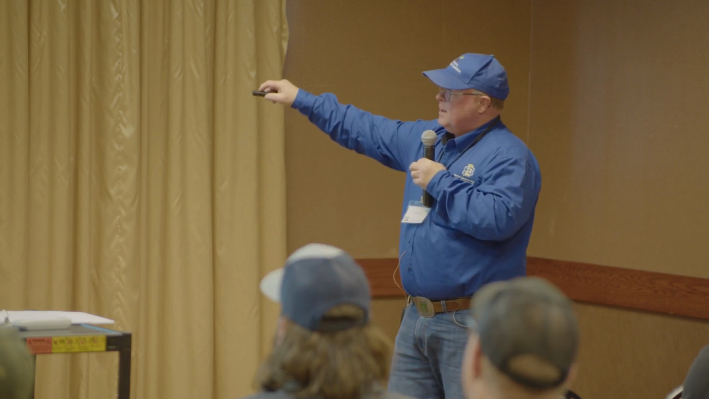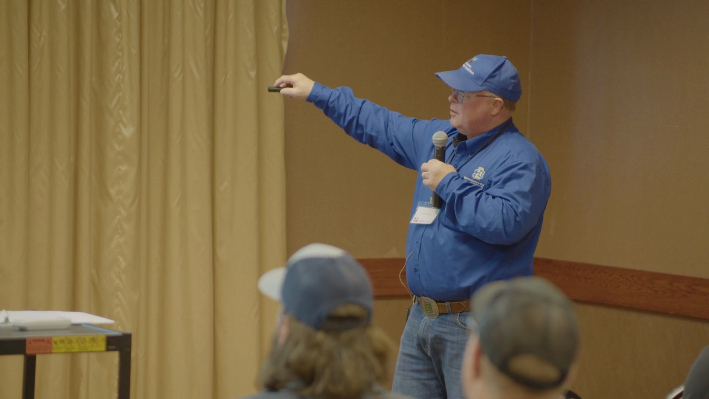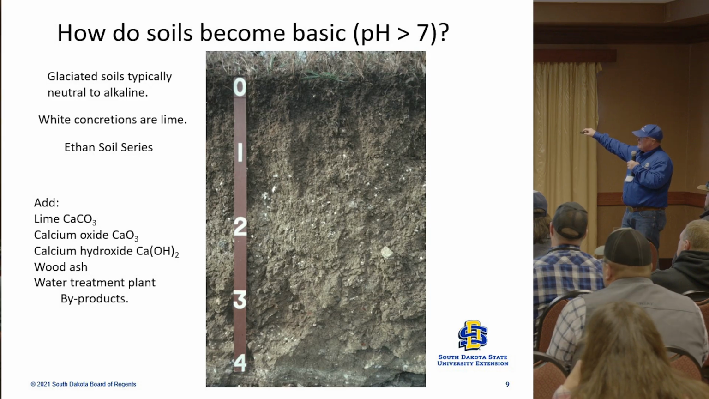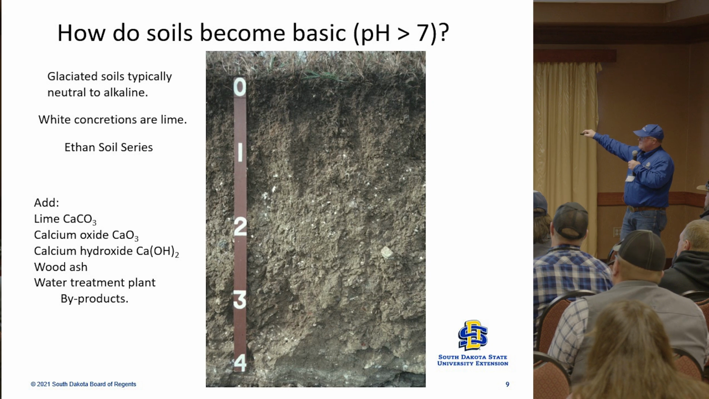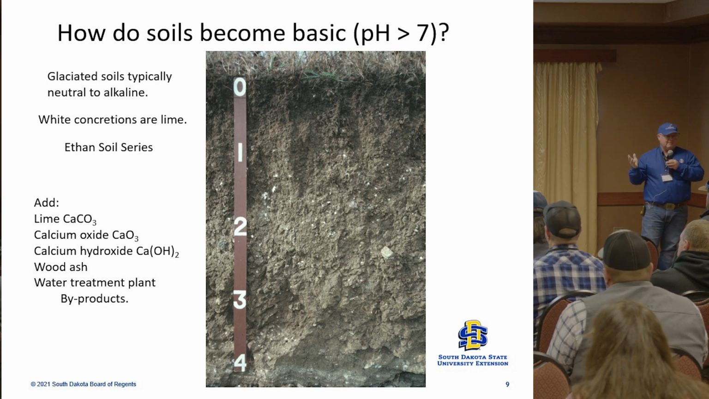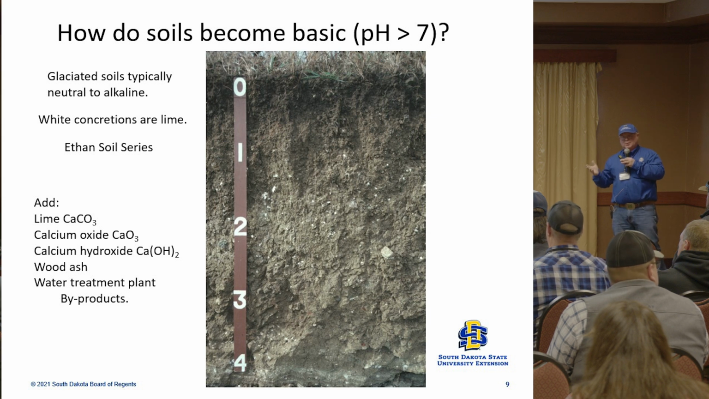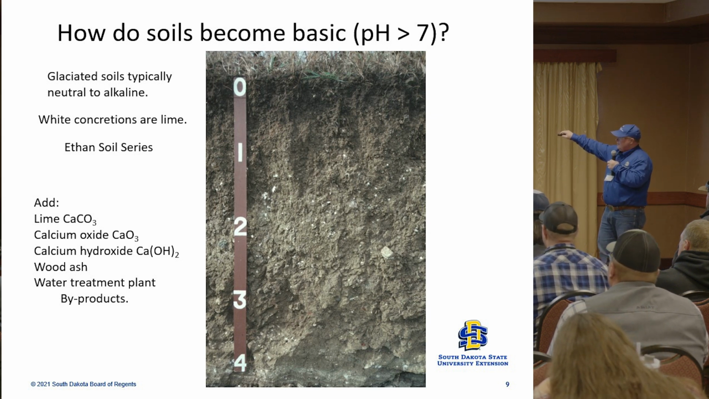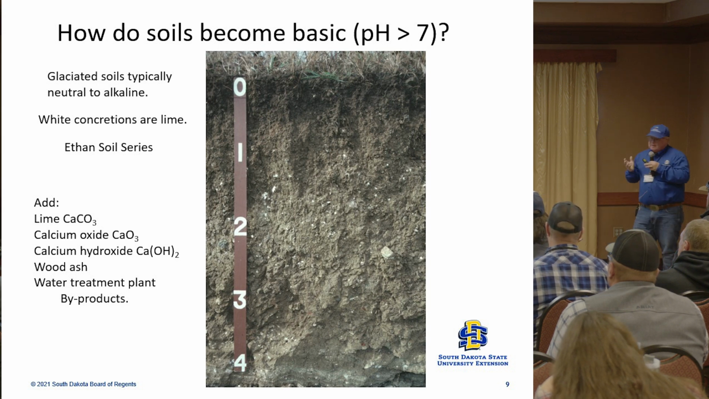Okay? So anyway, we can also change or increase soil pH by adding lime, which is calcium carbonate, calcium oxide, calcium hydroxide. Wood ashes have a very high pH effect, a liming effect. Some gardeners use wood ash to adjust pH. Or the most popular thing in South Dakota right now is the lime byproduct from water treatment facilities, because that's all we have.